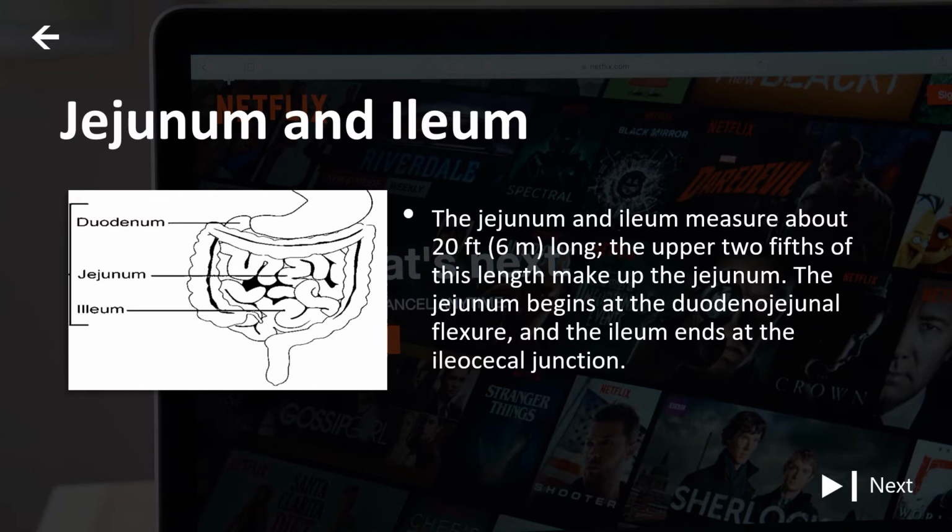The jejunum and the ileum measure about 20 feet long. The upper 2/5 of this length make up the jejunum. The jejunum begins at the duodenojejunal flexure, and the ileum ends at the ileocecal junction. The coils of jejunum and ileum are freely mobile and are attached to the posterior abdominal wall by a fan-shaped fold of peritoneum known as the mesentery of the small intestine. The long free edge of the fold encloses the mobile intestines.